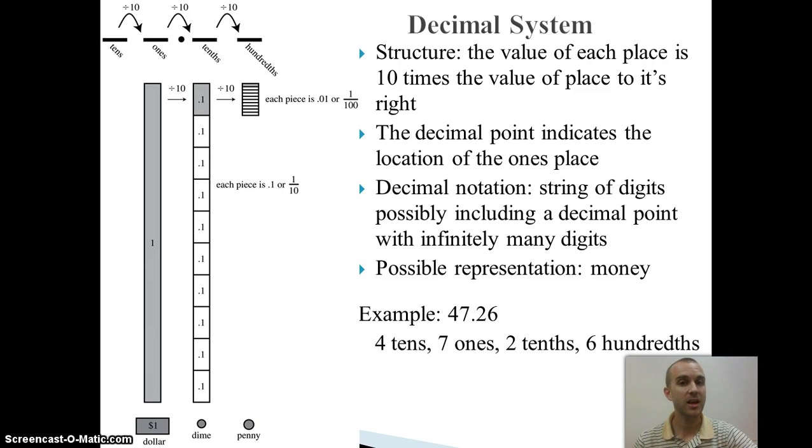A great way to think about the decimal system is with money, because we can actually think about the tenths being our dimes and the hundredths being our pennies. And that's a very great way for students to understand the different place values. So if I have 47 and 26 hundredths, that means I have 4 tens, 7 ones, 2 tenths, and 6 hundredths.